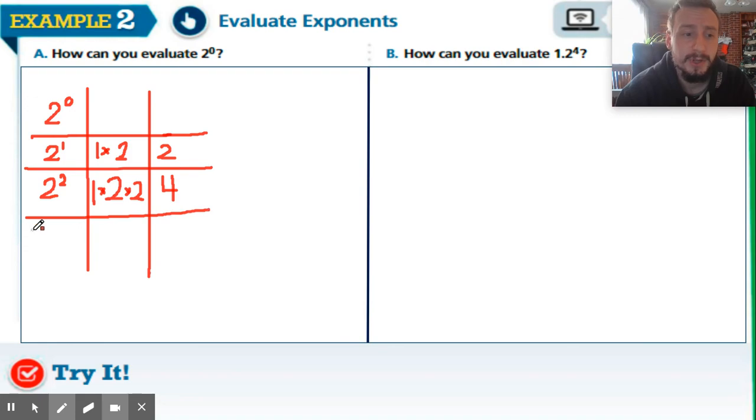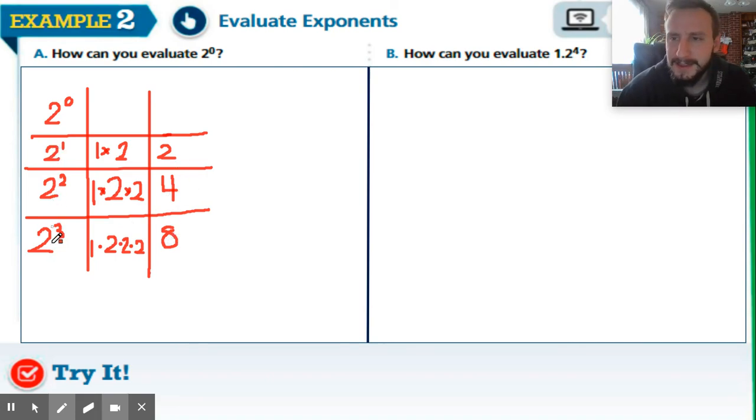How about 2 to the third power? Well, that's 2 times 2 times 2, and again, I'm just going to put a 1 in front. 2 times 2 is 4. 4 times 2 is 8. And 8 times 1 is, sorry, 8. So 2 to the third power, or 2 cubed, is 8.